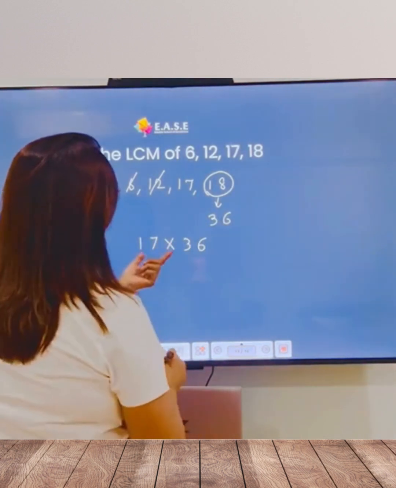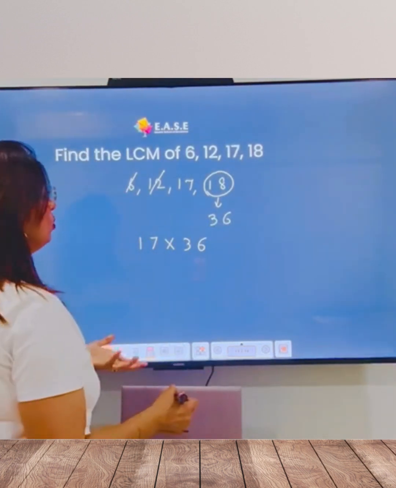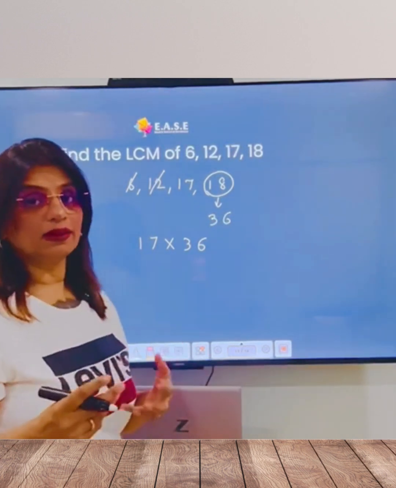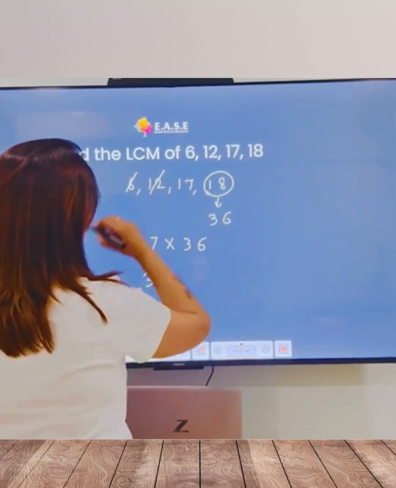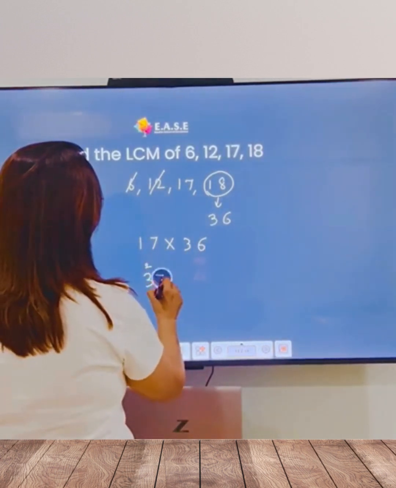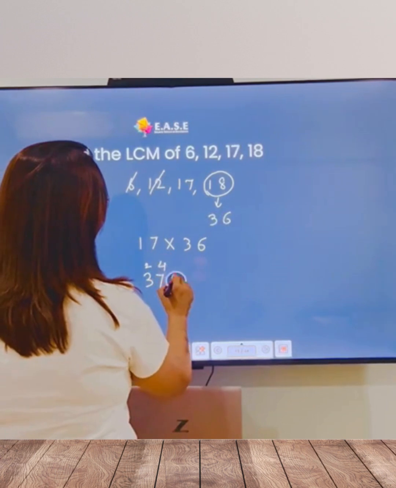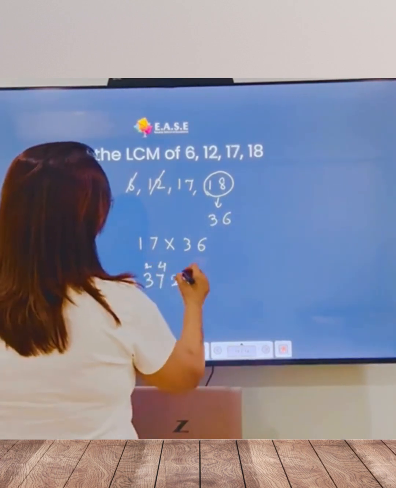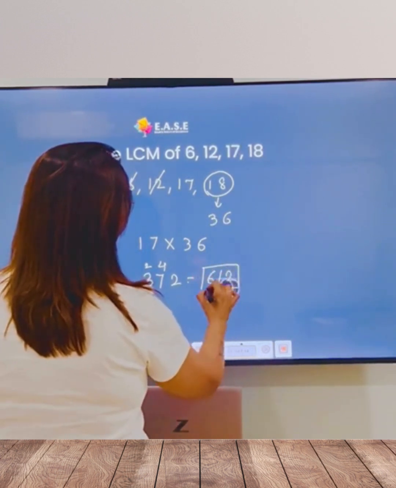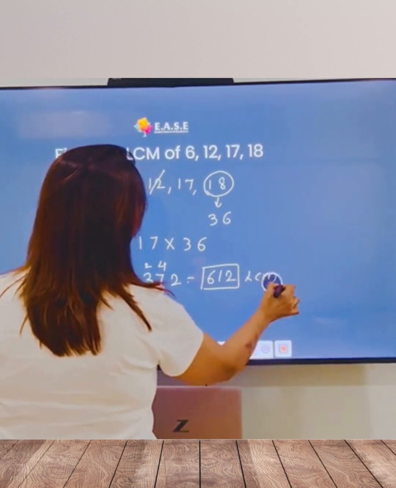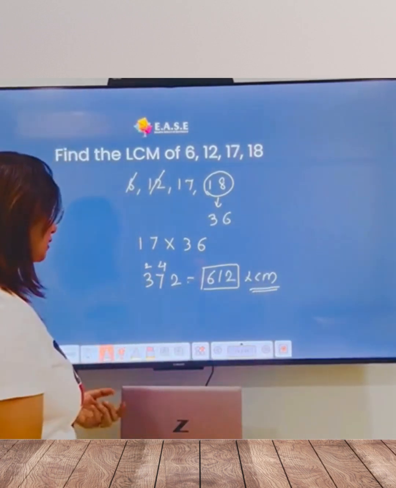Now, as I always say, if you know any other method of multiplying, please do that. Otherwise, you're going to write down 3, 7 3s are 21, 21 plus 6 is going to give you 27, and 7 6s are 42. So your answer is going to be 3 plus 2, 5, plus 1, 6, 1, 2. This is your LCM. I hope you guys have understood these techniques.